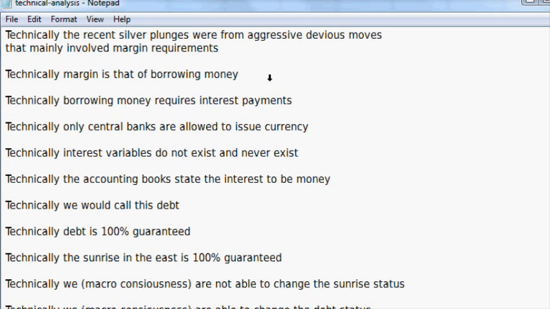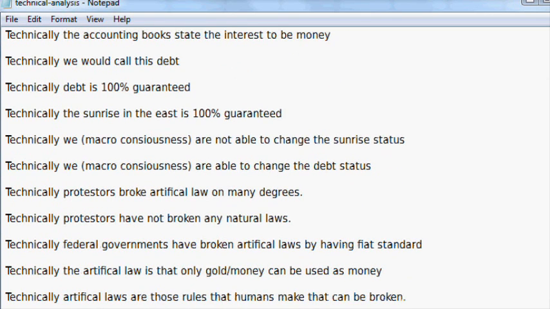Technically, margin is that of borrowing money. Technically, borrowing money requires interest payments. Technically, only central banks are allowed to issue currency. Technically, interest variables do not exist and never exist. Technically, the accounting books state the interest to be money. Technically, we could call this debt. And technically, debt is 100% guaranteed.